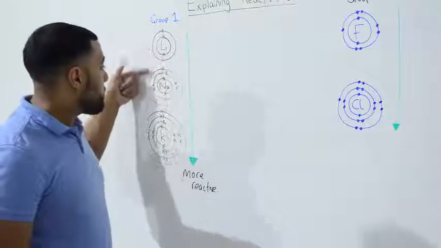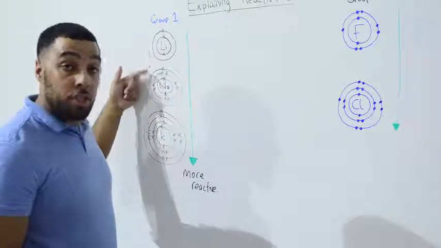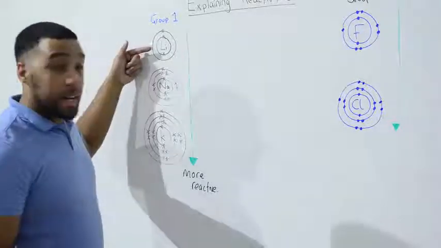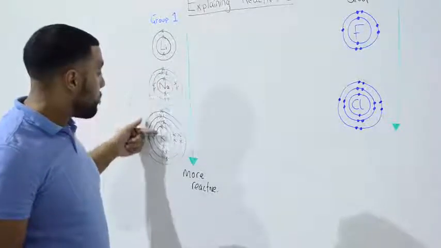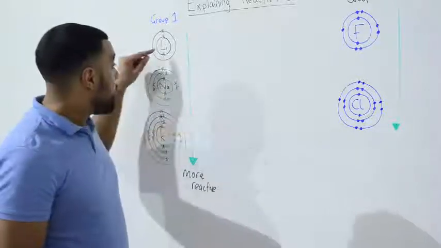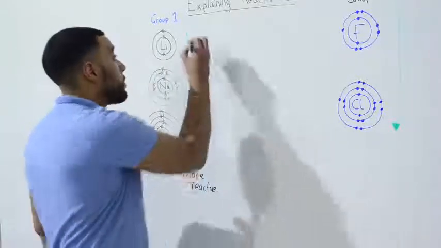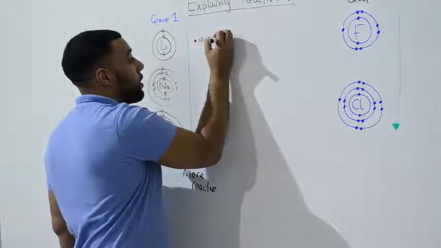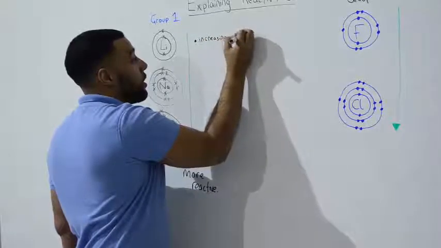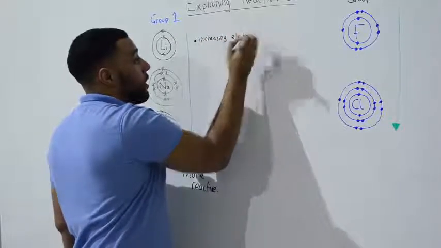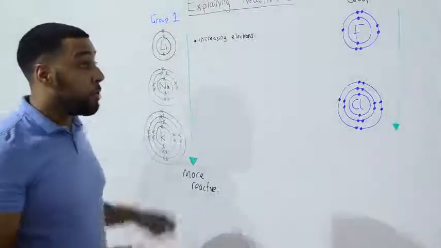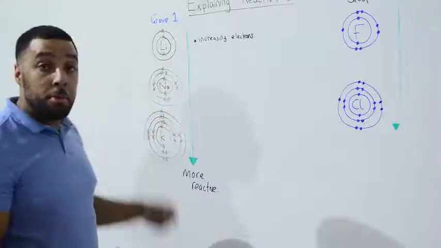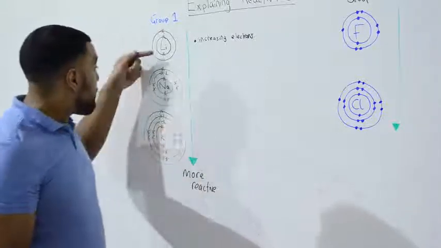So let's start to explain why the reactivity changes as we go down the group. Well, first of all, you guys should all see that as we go down group 1, we're increasing the number of electron shells. And as we're increasing the number of electron shells, the outer shell electron is becoming further and further from the nucleus.